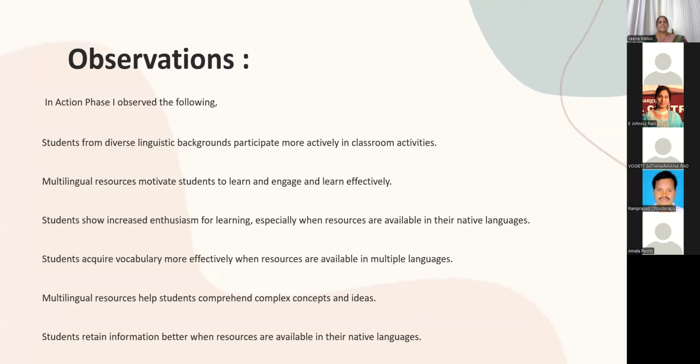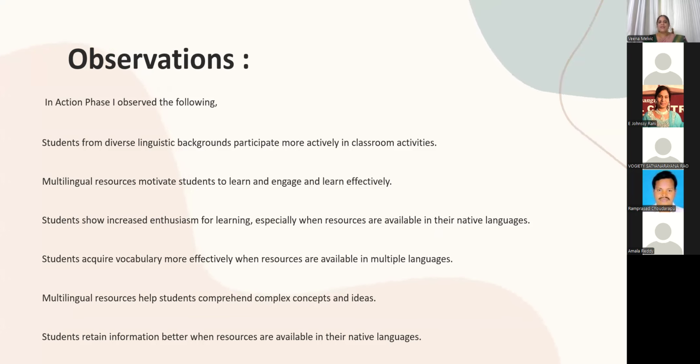So in the action phase, I observed the following. The students from diverse multilingual backgrounds participated more actively in classroom activities. Multilingual resources motivate students to engage and learn effectively. The students show increased enthusiasm for learning, especially when resources are available in their native language. So if the resources are available in the native language, they enjoyed a lot.